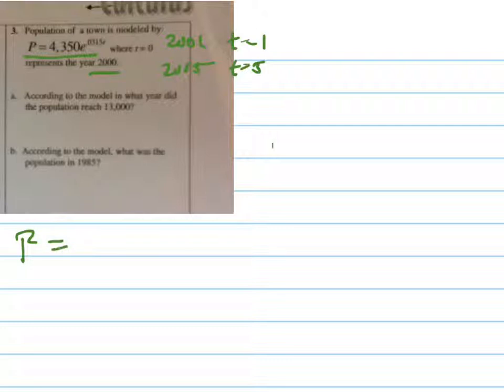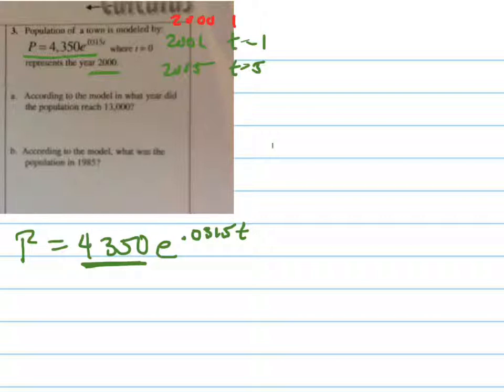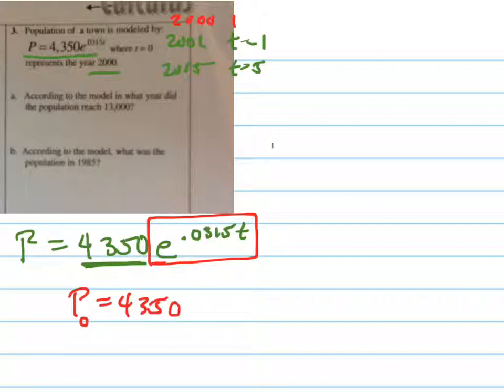It's saying that P equals 4350 times e to the 0.0315t. And what that means is, when t equals 0, when the time is 0, meaning in 2000, this whole thing would just go away. It would become 1, because e to the 0 equals 1. Anything to the 0 equals 1. And so P sub 0, meaning at 0, is 4,350.